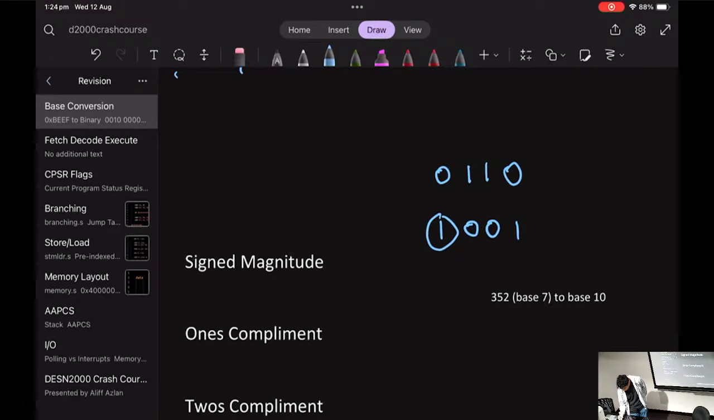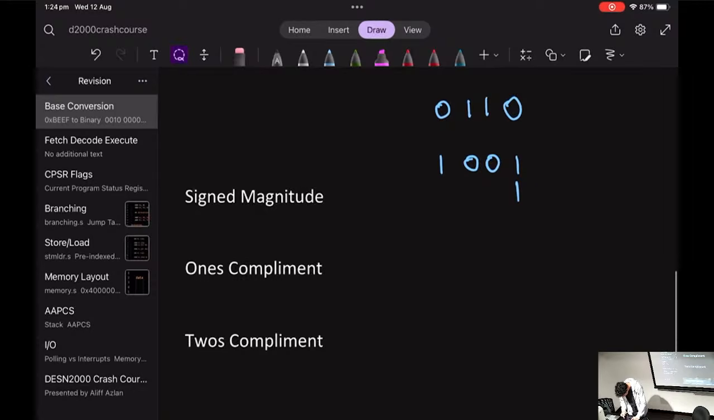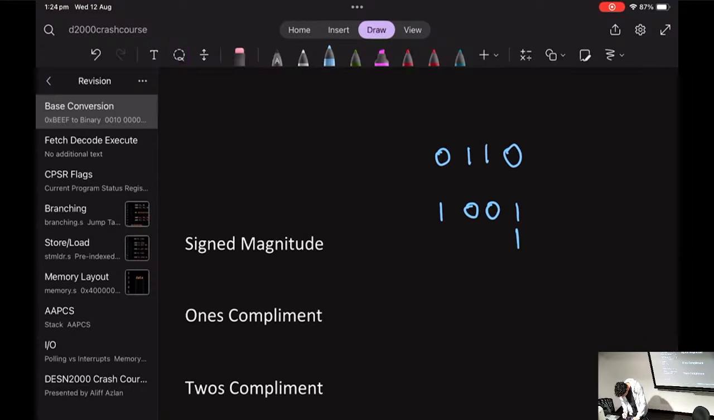And with 2's complement, it's similar, but instead of just flipping it, we also add a 1. We add 1 to the result. So you would add 1 here, and with binary addition, that will be 0, carry the 1. And that would be the 2's complement version of 0, 1, 1, 0.